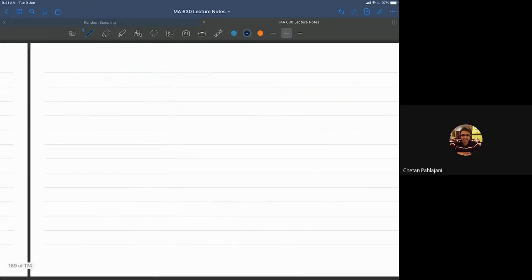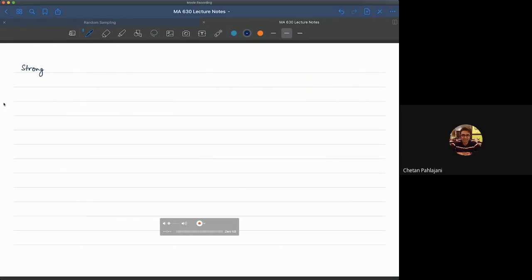Okay, so the next thing I want to do is prove a strong law of large numbers. By the way, can you see the iPad? Yes, sir. Okay, so I want to prove a strong law of large numbers. Often you will see this abbreviated as SLLN for obvious reasons. So what is the strong law of large numbers going to say?